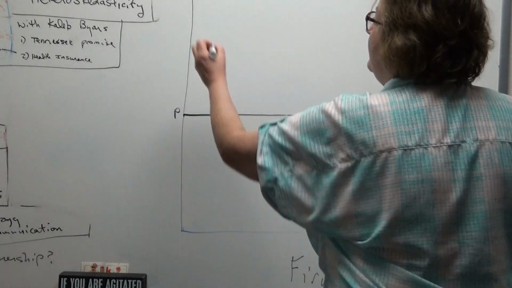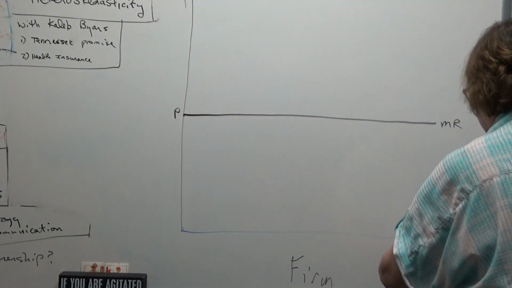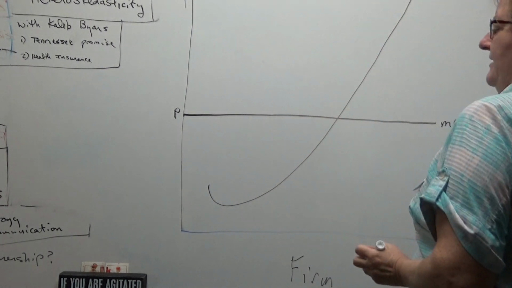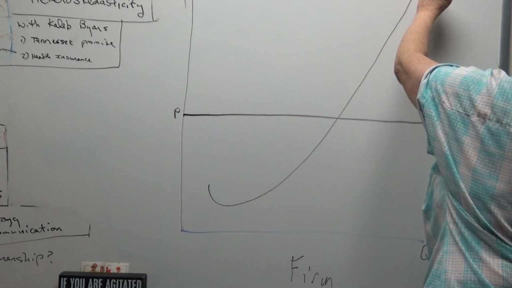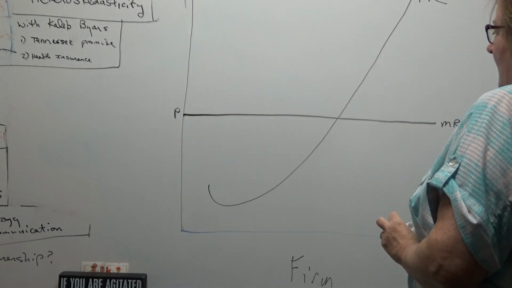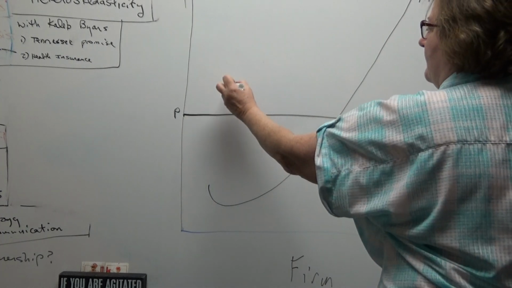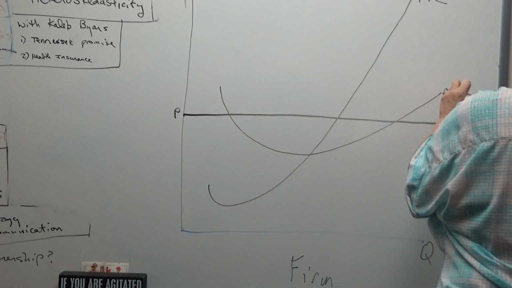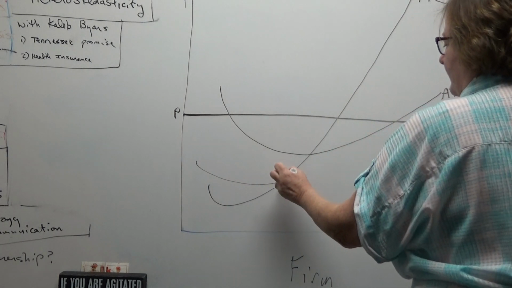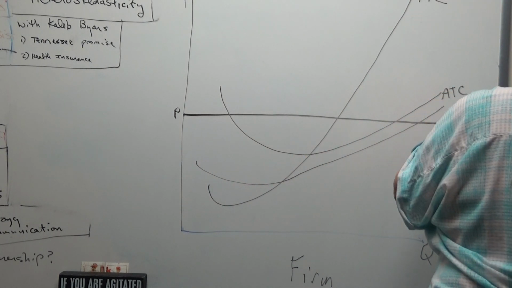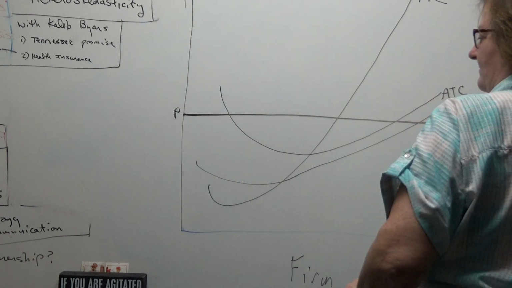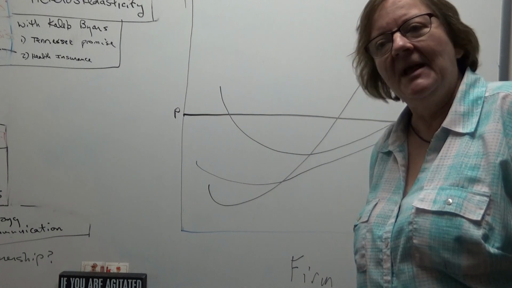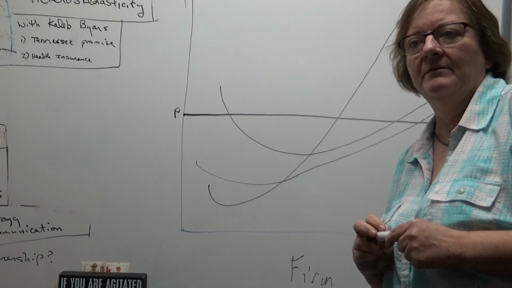So I'm going to have dollars on this and quantity produced over here, and the Nike swoosh, we're going to call that the marginal cost. And let's see, we're going to have a profit. So I'm going to have average total cost here, and average variable cost. That's not drawn super well.